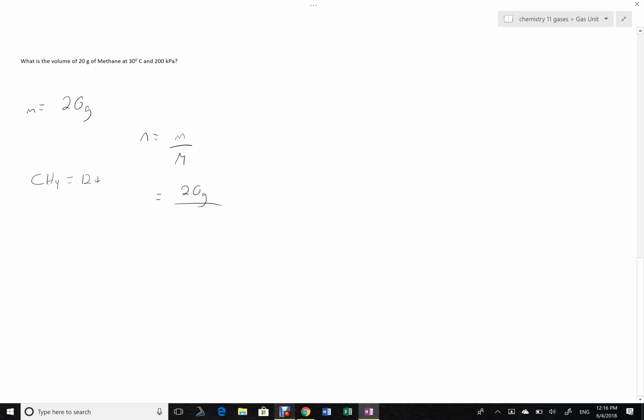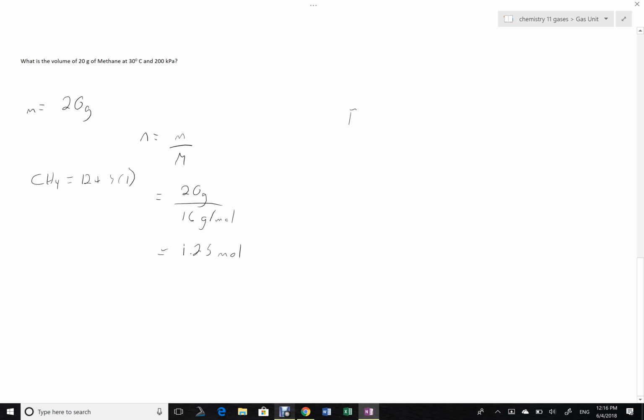One more example here. We'll have 20 grams of methane, and we'll put it at some random temperature and pressure, and so we'll use our overall ideal gas law here. Step one, we have 20 grams, so we have to use that to find the moles. So moles is equal to mass over molar mass in this case. 20 grams divided by methane, which would be CH4, so 12 plus 4 hydrogens, so 16 grams per mole. And I would get 1.25 moles.